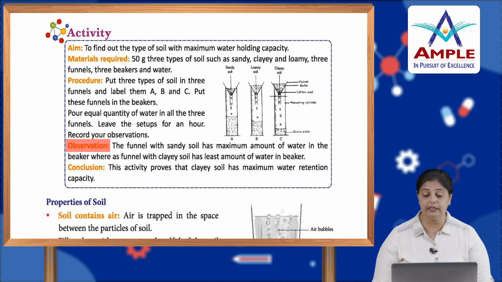You will observe that the funnel with sandy soil has the maximum amount of water in the beaker, whereas the funnel with clay soil has the least amount of water in the beaker.